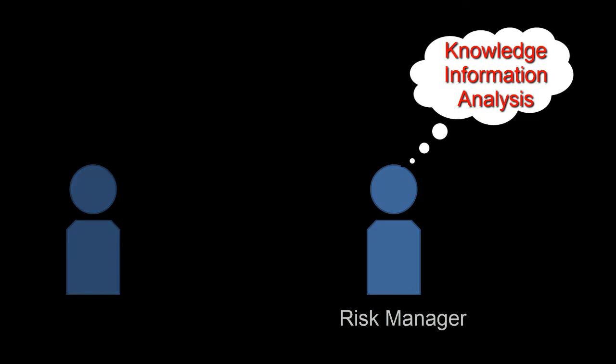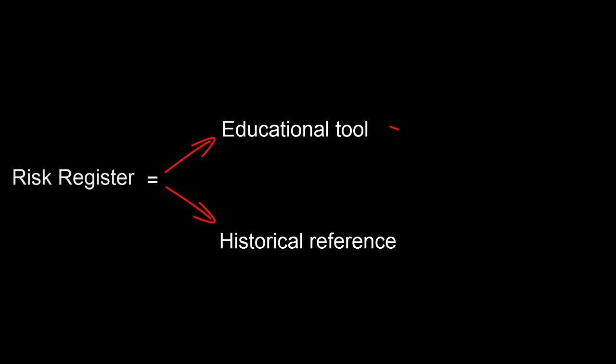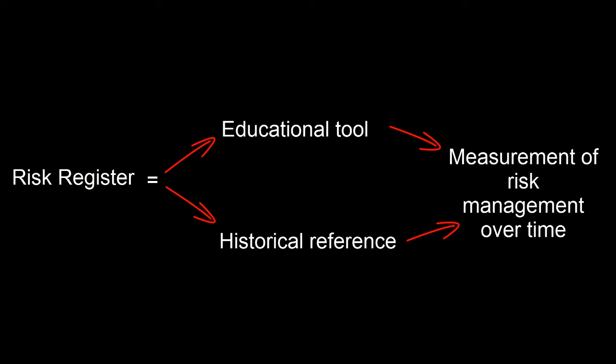Therefore, in essence, a risk register is an educational tool as well as a historical reference that allows for the measurement of risk management over time. It is a living document that should be constantly updated, referenced, and revised in order to facilitate effective risk identification and management. The method consists of 9 steps.